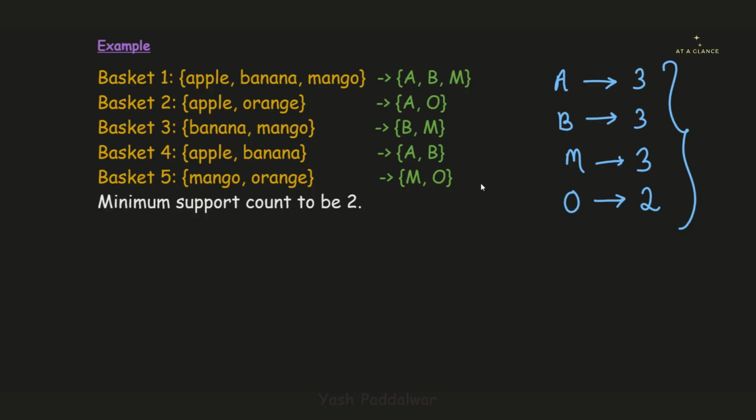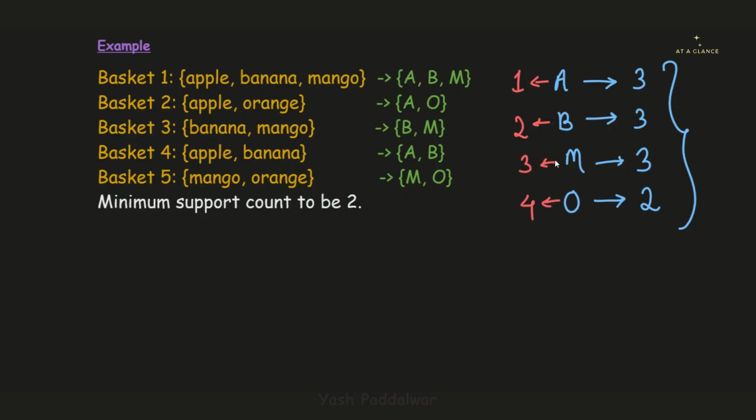Now, one thing we have to do is that we'll have to convert all these items into numbers. Why are we converting them into numbers? Because we are going to use hash functions, which will take an integer as an input and process it to produce an output. That is why we'll have to convert all these unique items into unique numbers. So let's give them numbers. Let's say A is represented by 1. Let's say B is represented by 2. Let's say M is represented by 3 and O is represented by 4.